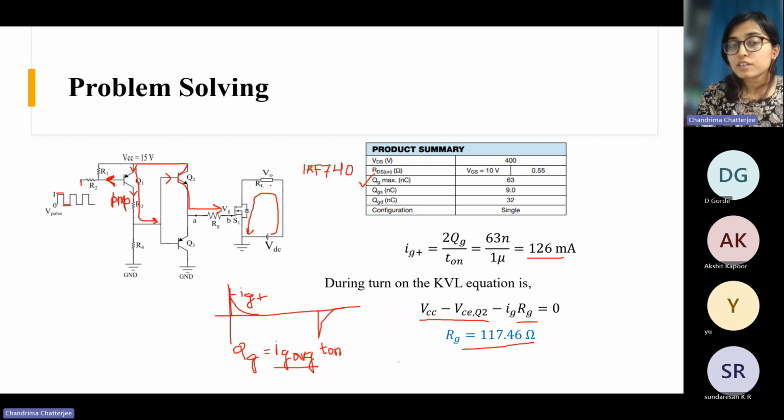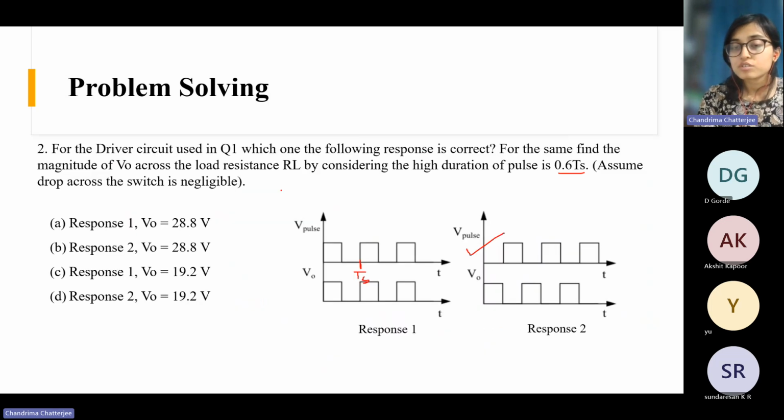When there is current, there will be some voltage drop across this load resistor. And when the MOSFET is off, there is no current path because this is open. There will be no current through the resistor and no voltage drop. So when this is low, you will get some voltage across RL because the MOSFET is on, and when this is high, the MOSFET is off, so you get no output voltage. So this is the correct response. Response 2 is given in B and in D. Among these two, which one is correct? That we will see.